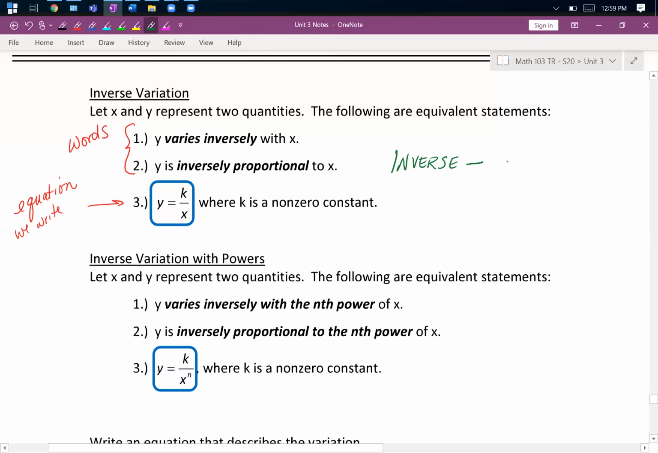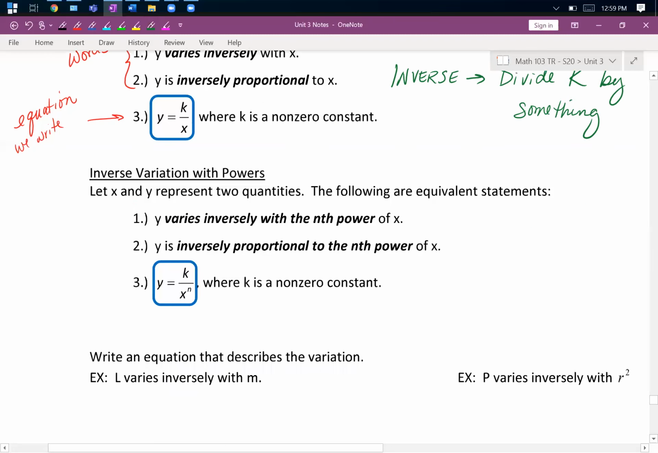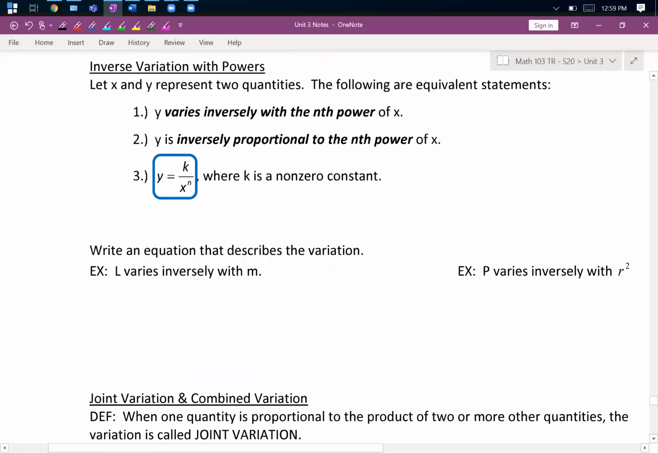But anytime I hear the word inverse when we're talking about variation, I always think that I am dividing k by something. And that something is whatever our second variable is. Just like with the direct variation, we can have inverse variation with powers on it. So you're just throwing an exponent on that second variable, depending on what they say it is.